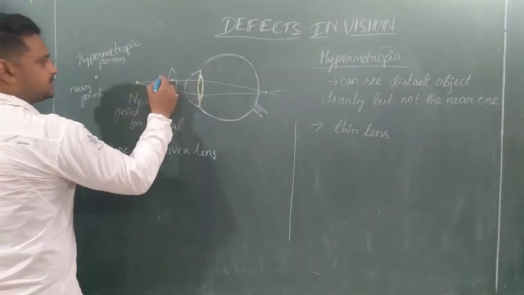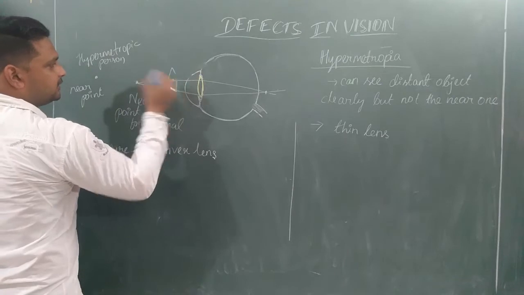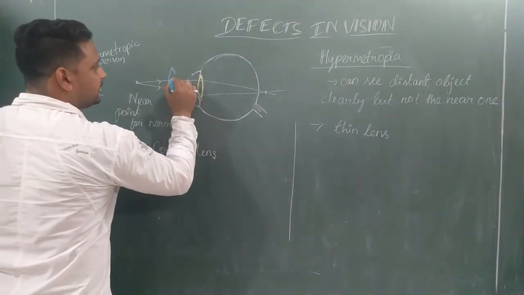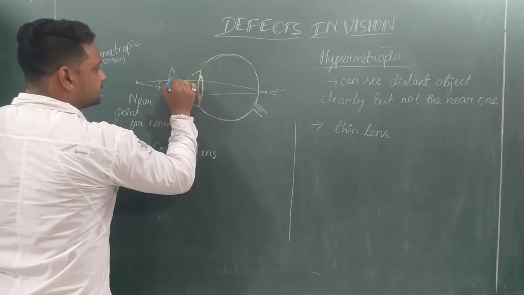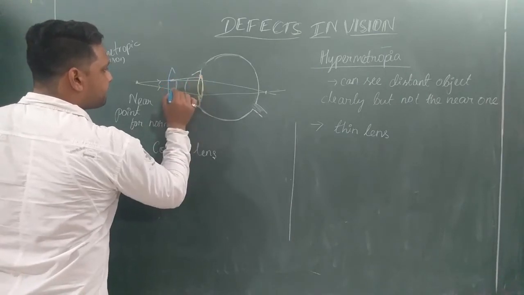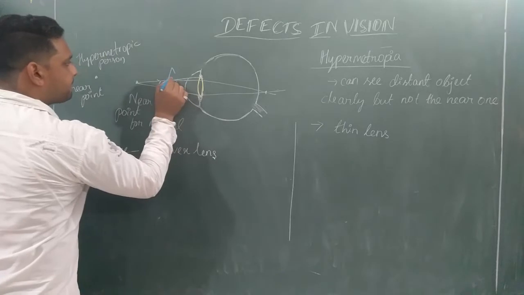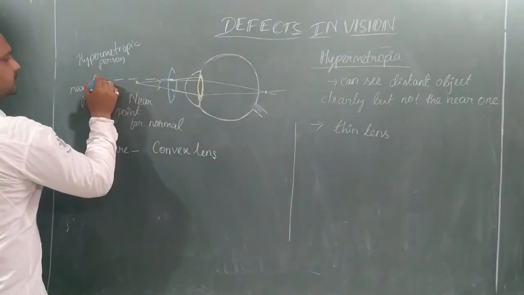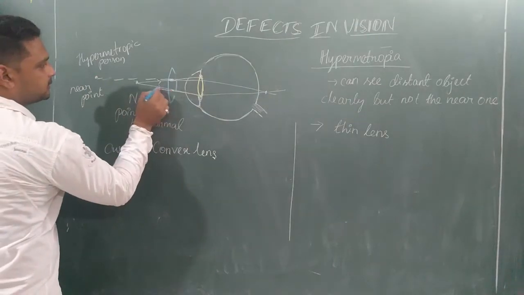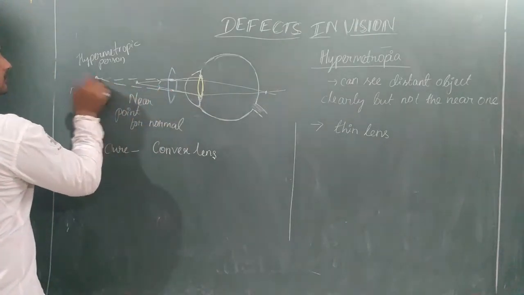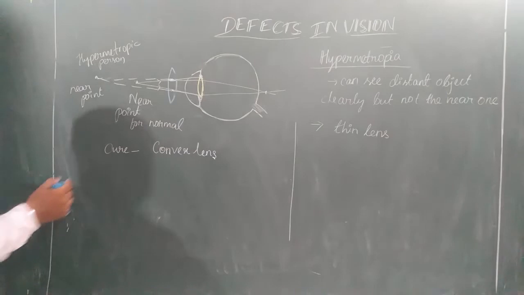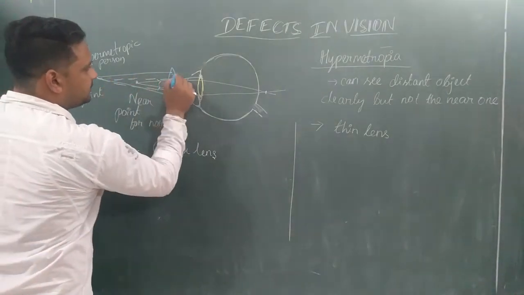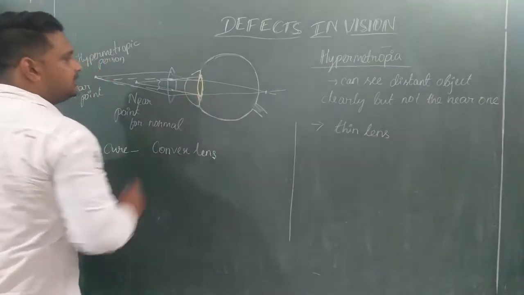What will happen to this light source after falling here? They will refract. And how will they refract? They will refract in such a way that it will form an image here, at the distant point. So in this case, the image can be detected by the human eye.